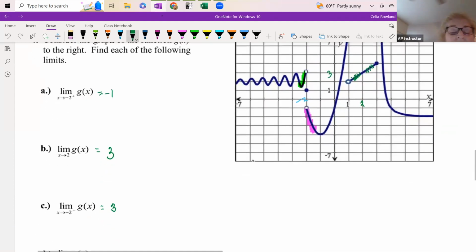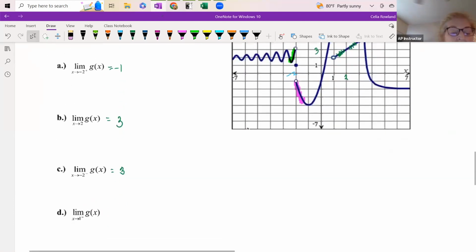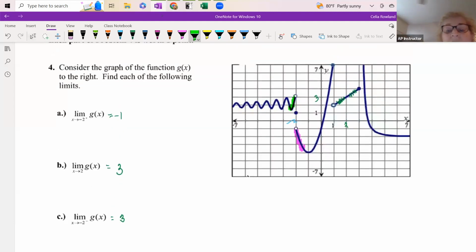Okay. And then this one is actually saying, what is it as we're approaching 1 from the left? So from the left, I'm using green today. So I go up and I see as I'm approaching 1 from the left, this is actually going to 7. You actually have to count it. Somebody said 8, that's fine.